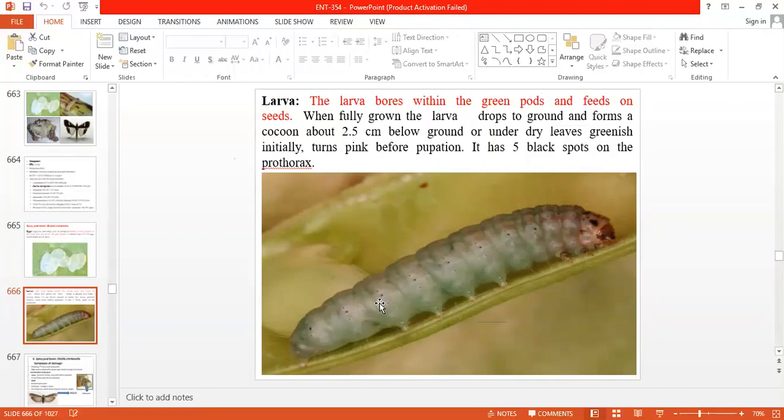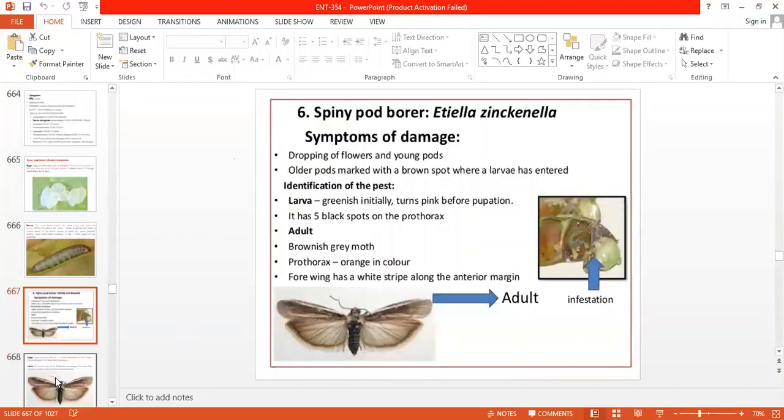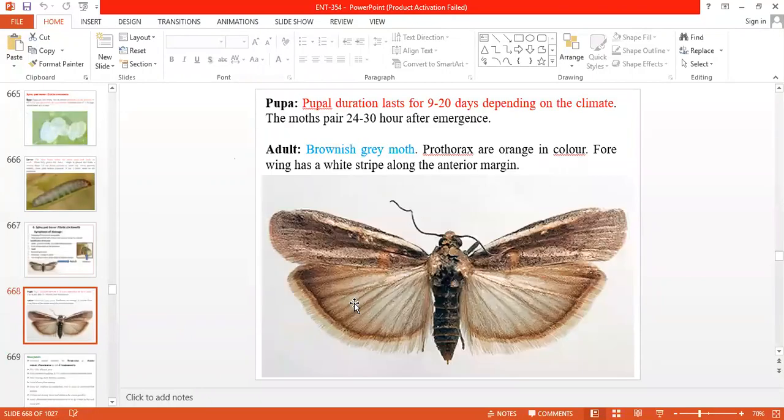It has 5 black spots on the prothorax. Adult stage: this one is the adult, mainly brownish gray in color. Prothorax is orange in color. Forewings have a white strip along the anterior margin. Pupal stage is mainly in the soil, which is mostly pinkish in color.